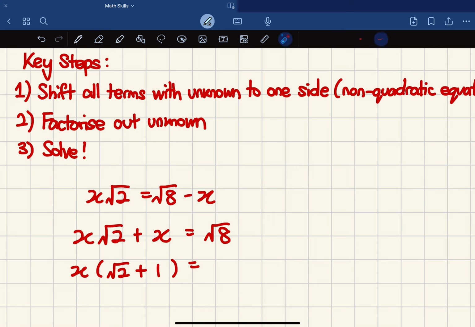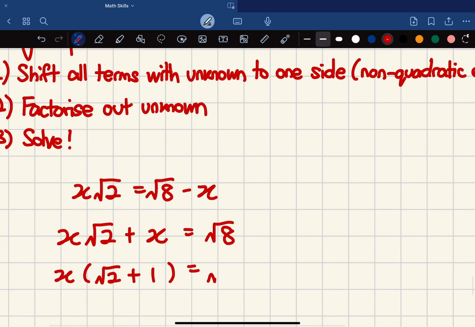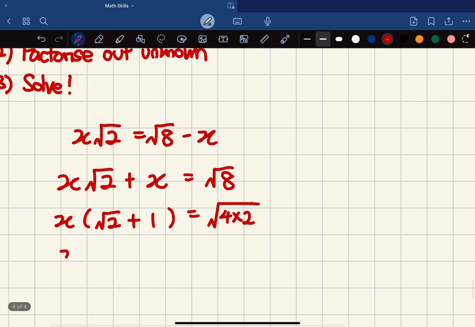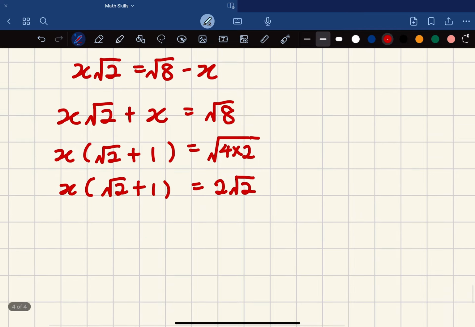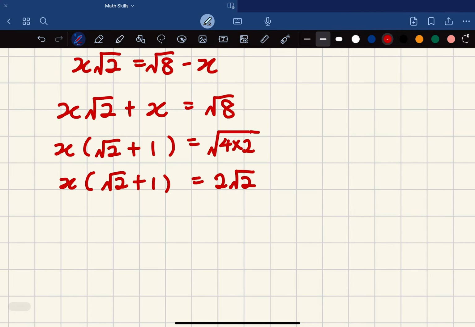What is important for us to notice is that root 8 is not in its most simplified surd form. How to simplify root 8 further? This can be broken down into square root 4 times 2. And this can be simplified into 2 root 2. Okay? So from here, to solve for x, I just need to make x the subject. So what I'll do is that I divide both sides by root 2 plus 1. Over here, the x will be equals to 2 root 2 over root 2 plus 1.